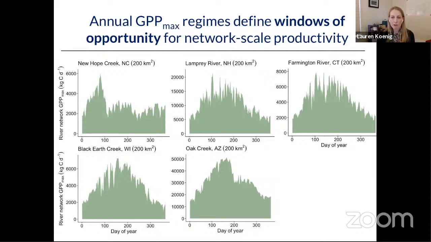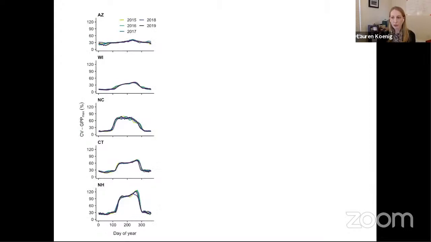However, despite the similar phenology at the network scale, these watersheds exhibited different patterns in the spatial distribution of GPP. In this series of plots, I'm showing the coefficient of variation of GPP max across all reaches within the network for every day of the year. So how spatially heterogeneous is the watershed? If we look at an example like the Oak Creek watershed in Arizona, spatial variability in GPP max was relatively low.